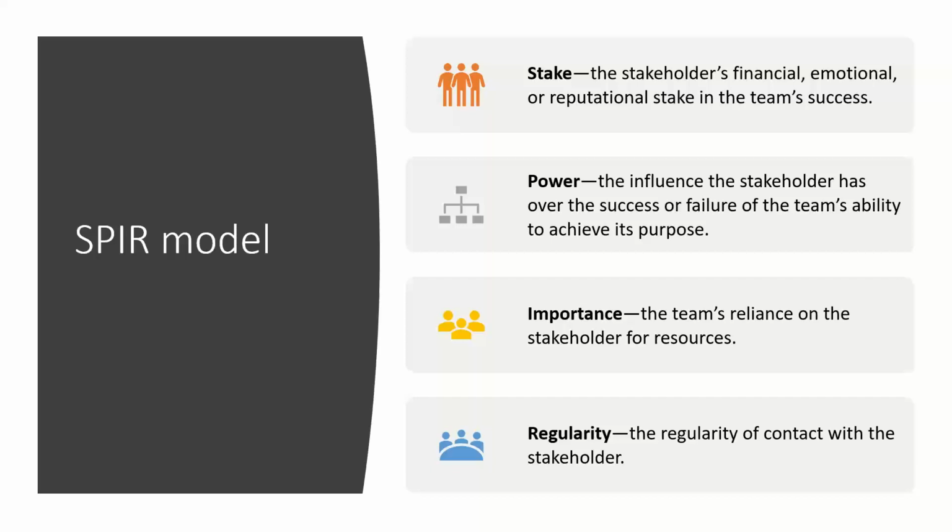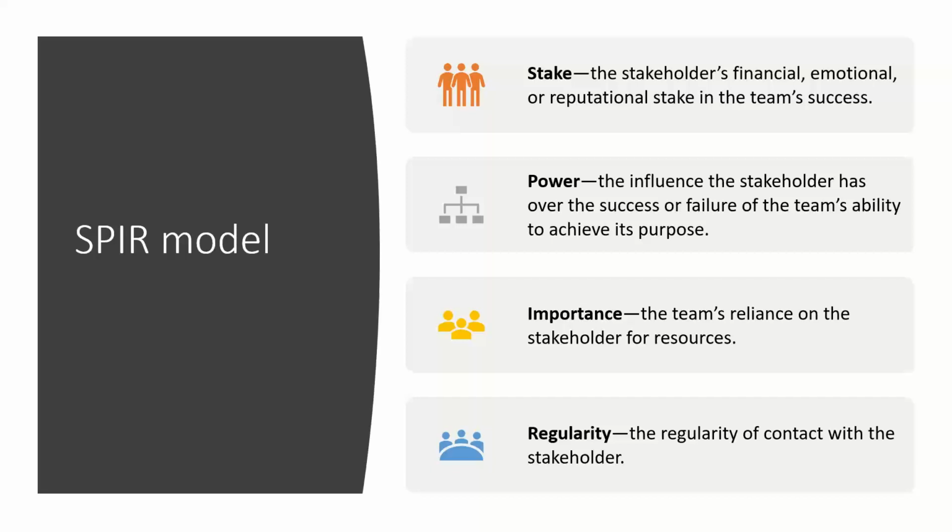So stake is the stakeholder's financial or reputational stake in the team. So if your team is successful, will a stakeholder benefit from that? And if your team is not successful, will that be detrimental to a stakeholder? So it could be reputational or it could be financial. So one of the things is how much stake does that stakeholder have in your team's success, might be a better way of putting it. So you rate your stakeholders 5, 4, 3, 2, 1, and then you move on to the next one, which is power.